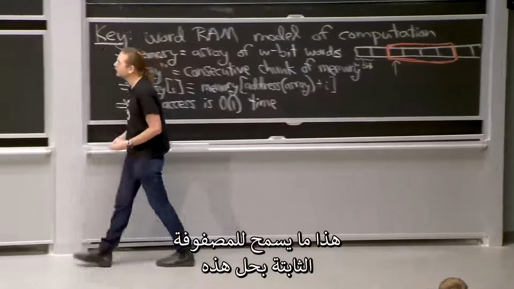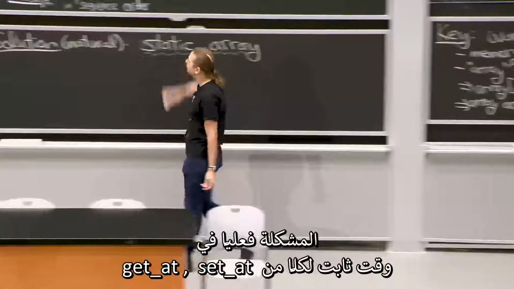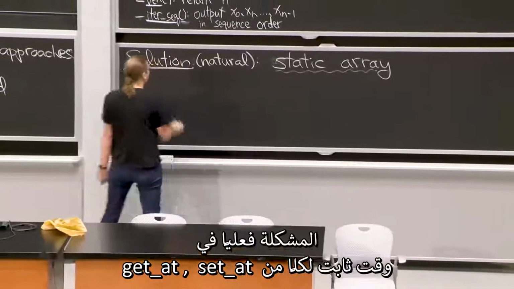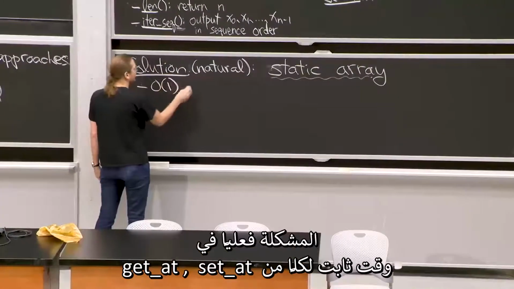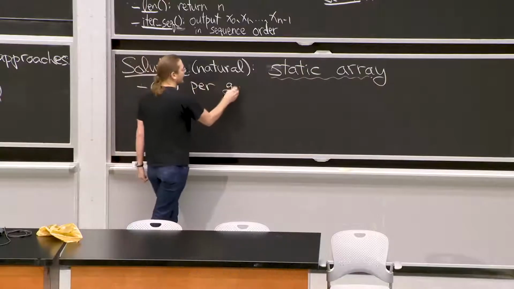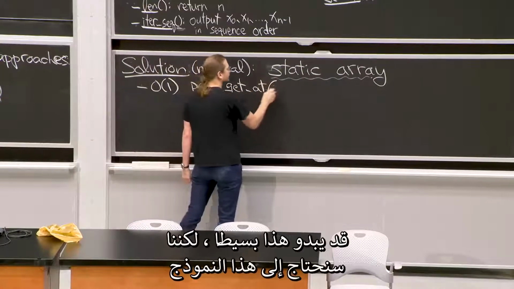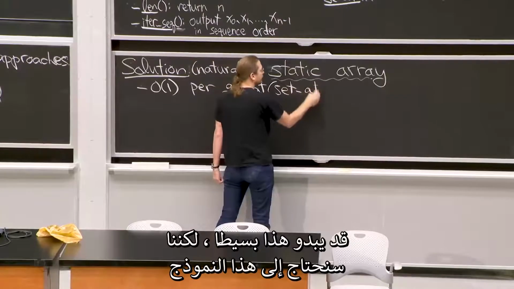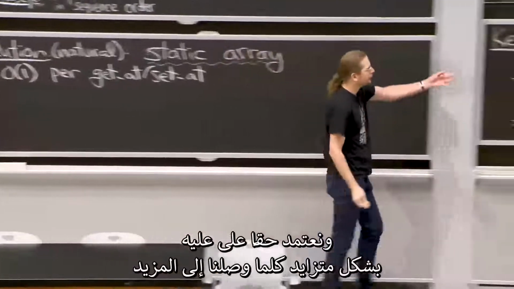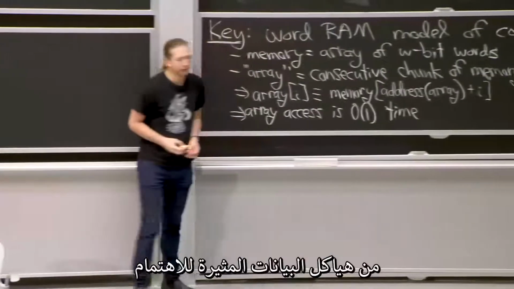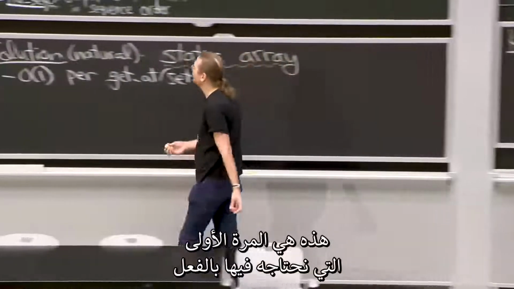Okay, this is what allows a static array to actually solve this problem in constant time per get_at and set_at operation. So this may seem simple, but we're really going to need this model and really rely on this model increasingly as we get to more interesting data structures. This is the first time we're actually needing it.